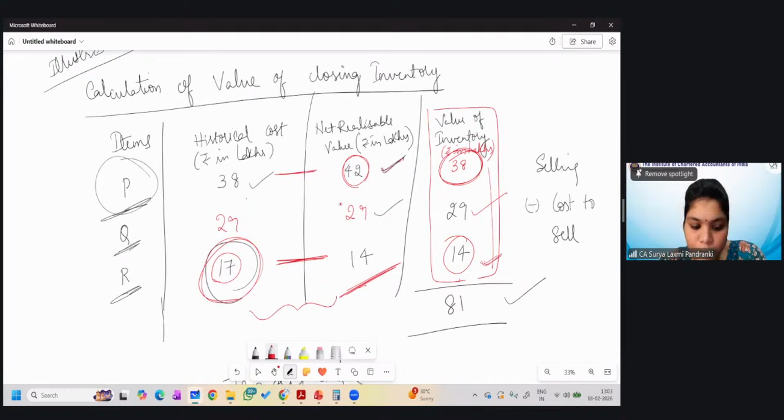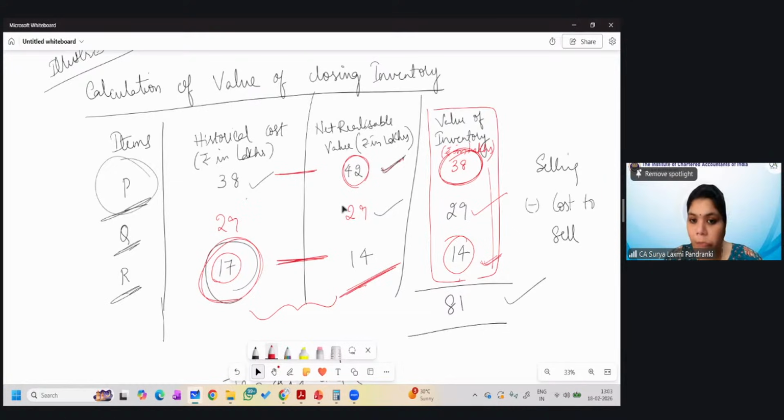Whichever is lower, I'm going to take the value which is low. Why only lower? Like I told you, the reason I just told you. Why are we taking only lower? Why can't we take a higher value? It is because I'm being prudent, right? The standard's main concern is that you have to be prudent. You can't expect more profit for your organization. I'm saying that I purchased it for 38, but I can sell it for 42, so I will record 42 in my books of accounts.